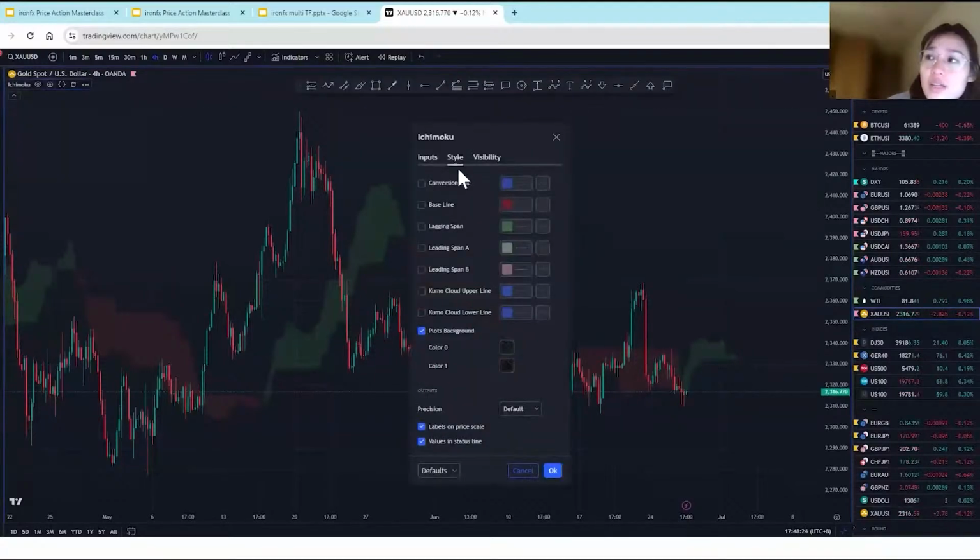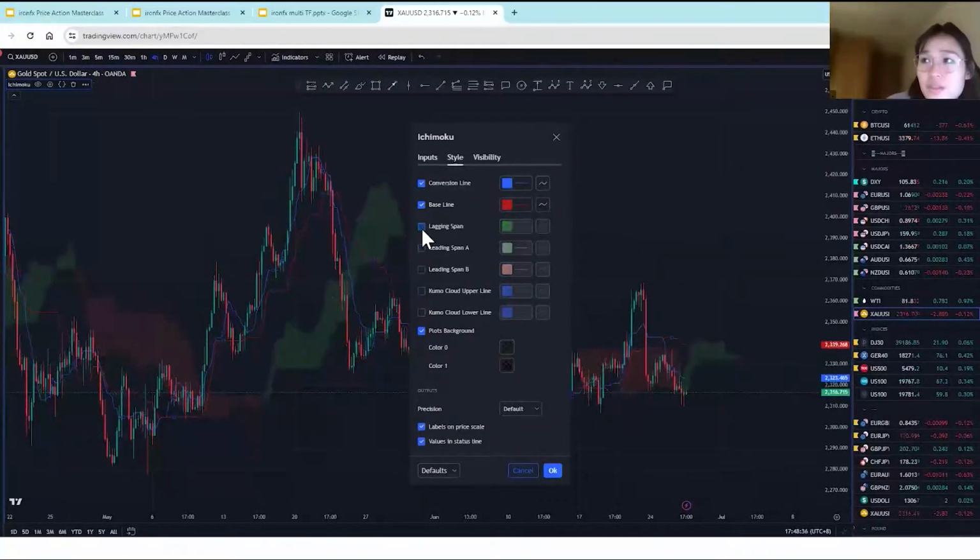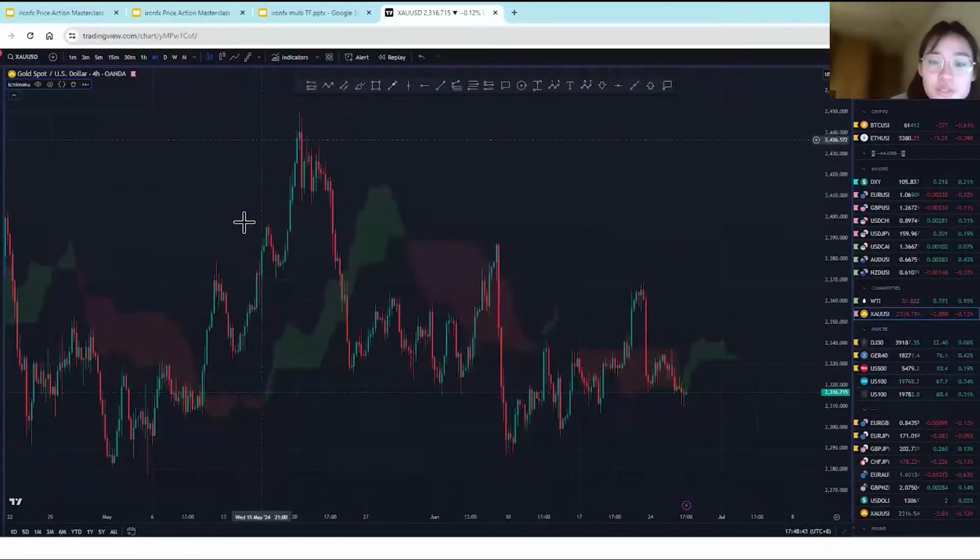Click on settings, and there are actually a lot of different lines when it comes to Ichimoku. I'm not going to go through in depth what they each represent now, but we normally just look at the cloud. So we normally just look at the plot's background. If price is moving above the cloud, it's a bullish signal. If price is moving below the cloud, it's a bearish signal. So that's one of the quickest ways to use Ichimoku. This is on TradingView, which you can use on your phone or laptop as well.